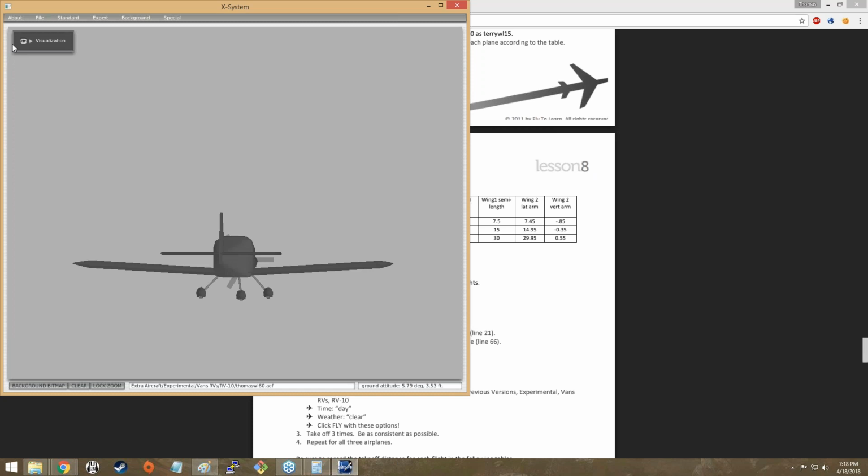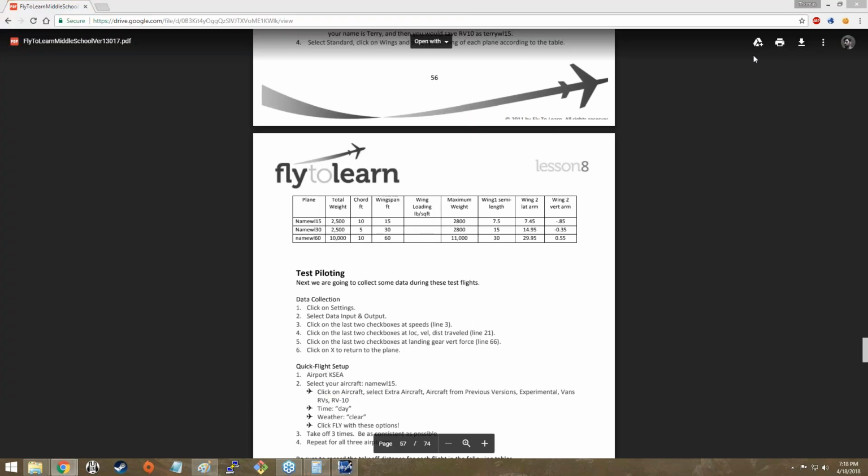So anyway, go ahead and get started on that, and I will keep this screen paused so that you can check the values. When you're done setting up the plane, you can then fly the plane.